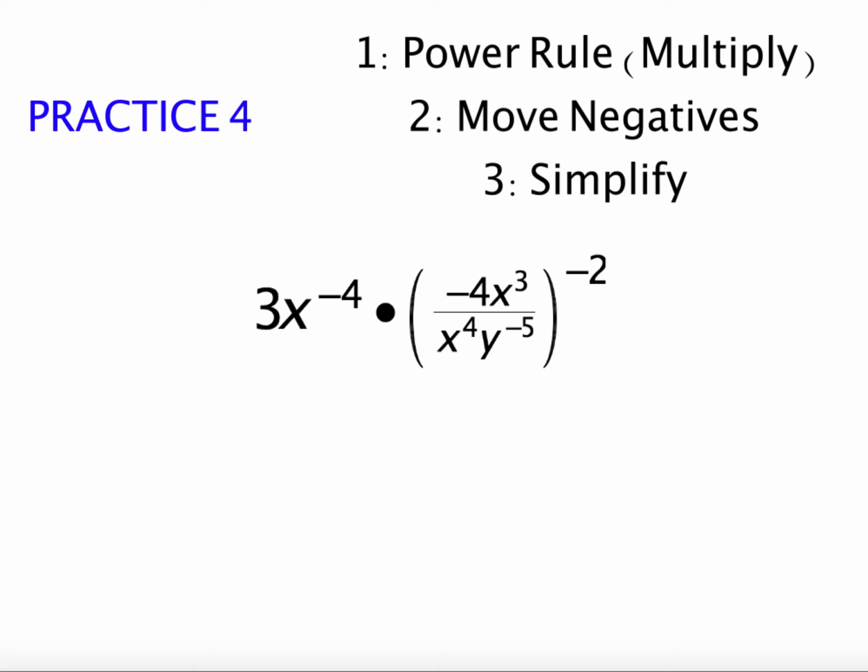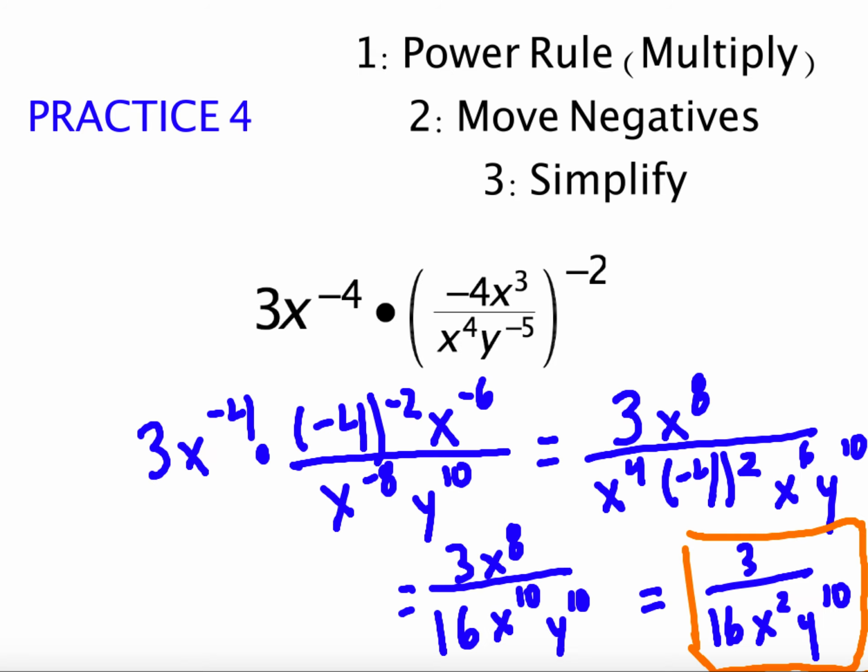Final practice in the slot on your paper. This is our most complicated one. Let's see what you can do. Practice number 4, copy that on your paper. 3x to the negative 4th times parentheses negative 4x to the 3rd divided by x to the 4th, y to the negative 5th. All of that last part raised to the negative 2. Press pause.